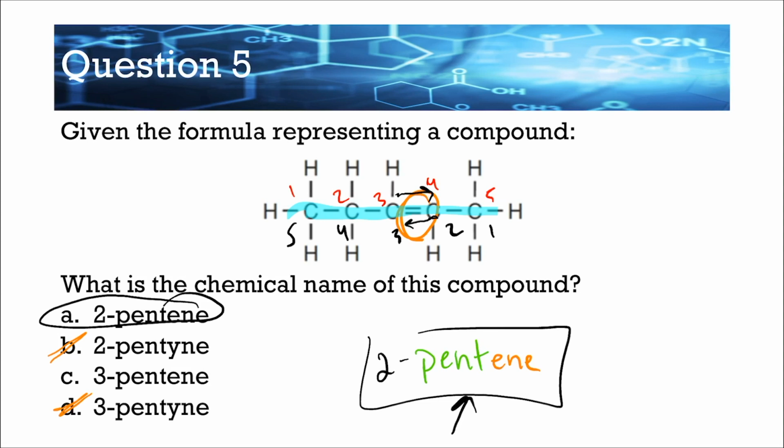Again, pent, you have 5 carbons. Ene means there is a double bond somewhere. And this 2 tells you that the double bond starts on the second carbon.